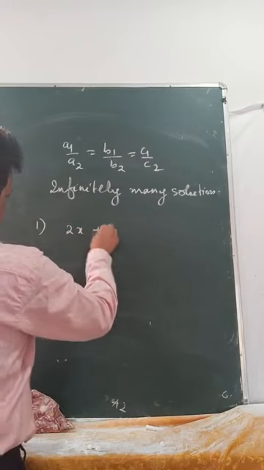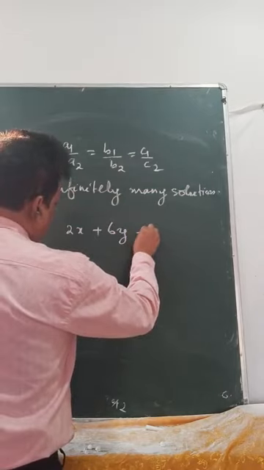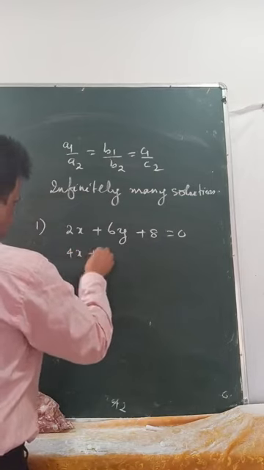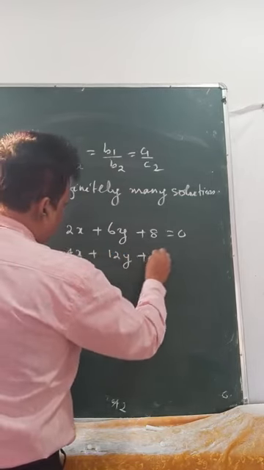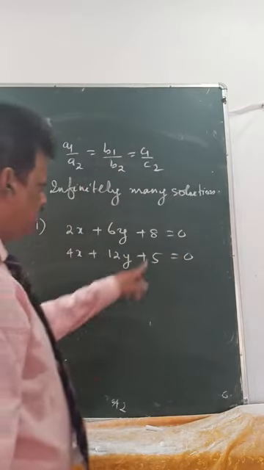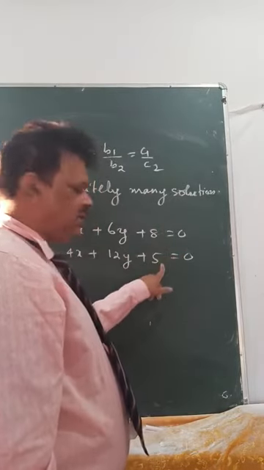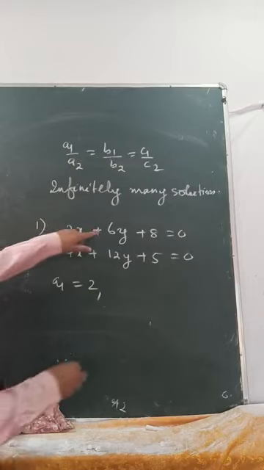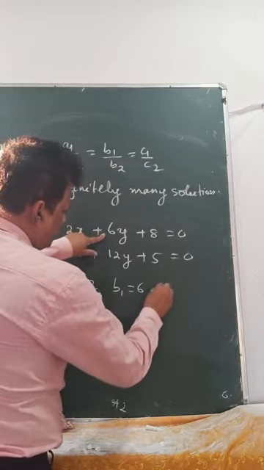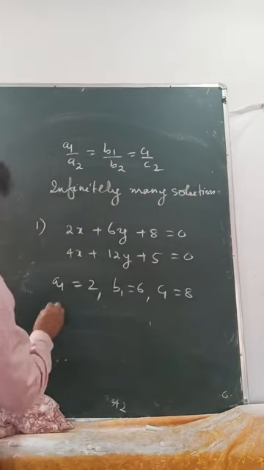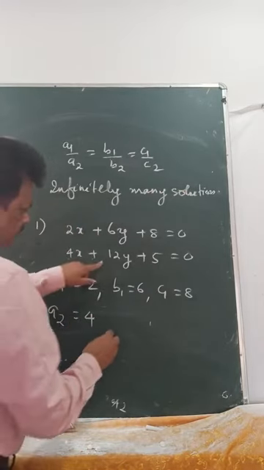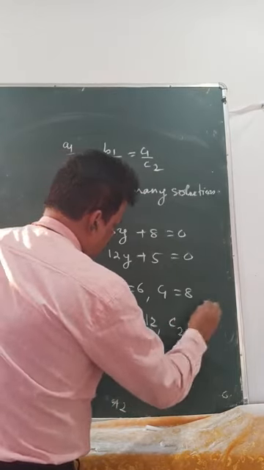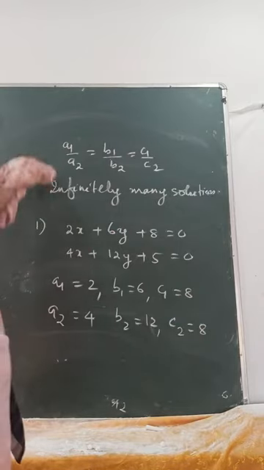2x + 6y + 8 = 0 and 4x + 12y + 5 = 0. You can check here, both are on the left side, so you can take C1 and C2, no problem. So A1 is 2, B1 is 6, C1 is 8, A2 is 4, B2 is 12, C2 is 5.